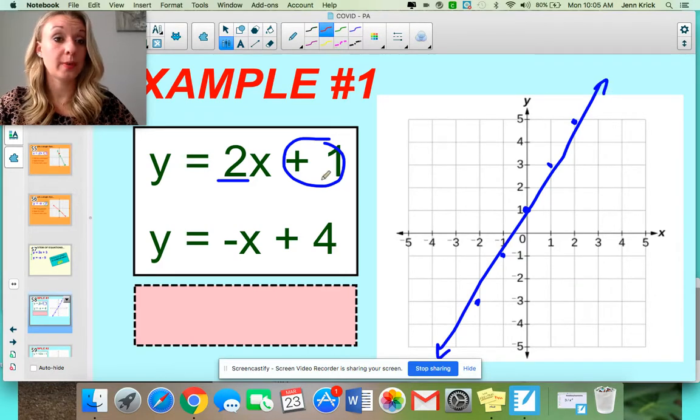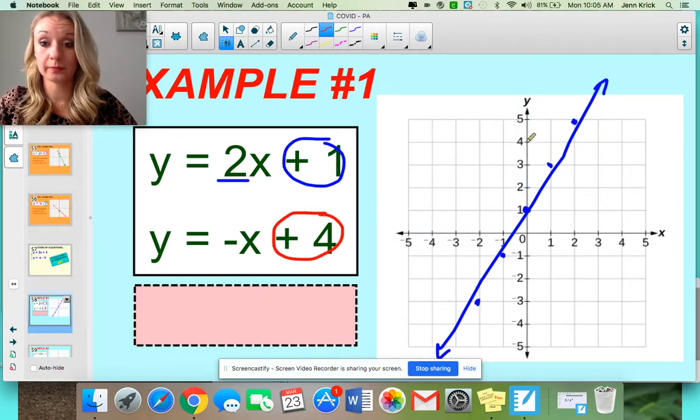Okay, for my second line, I'm going to graph this one in red. So this one I'm starting at positive 4. And it's a negative x, which really means it's negative 1x. That means my slope will be going down 1, right 1. So starting at 4, I'm going down 1, right 1, down 1, right 1, and I can keep going. And that's what I've got.